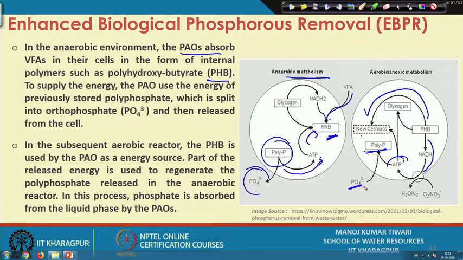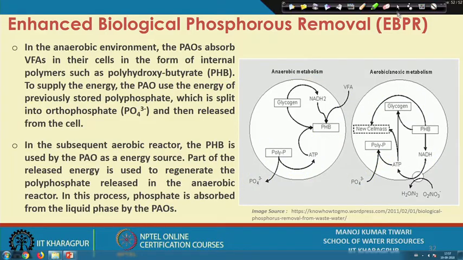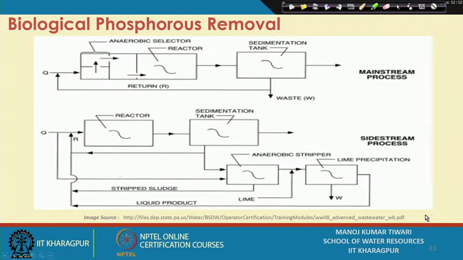and in the process the phosphate which has been released and is there in the water gets assimilated, gets consumed. So, in this process phosphate is absorbed from the liquid phase by these PAOs, and that way the concentration of phosphorus decreases and it actually moves to the cell.